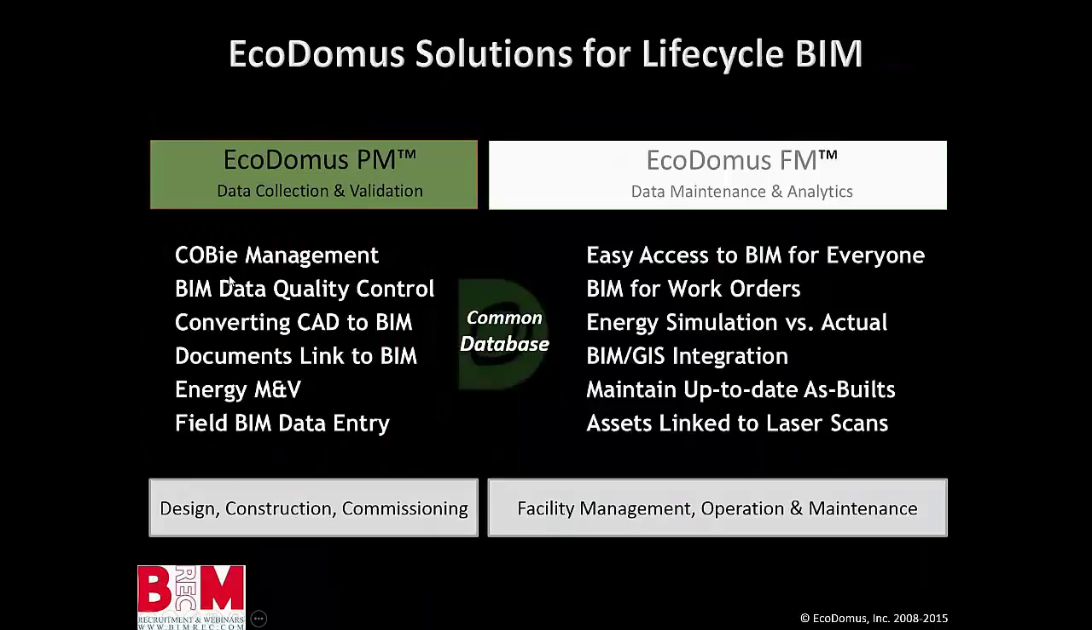So again, EcoDomus PM is the software that helps you to collect the data, enable the COBie management, and perform quality control. Just to remind you guys, the information model can be created not only in specific parametric applications like Revit, ArchiCAD, or Allplan. You can also use advanced CAD packages now to create a pretty decent information model. The other question is, is it the best way? No, it's not. But some good 3D CAD models may be better than some bad BIM models that are created in the authoring applications.